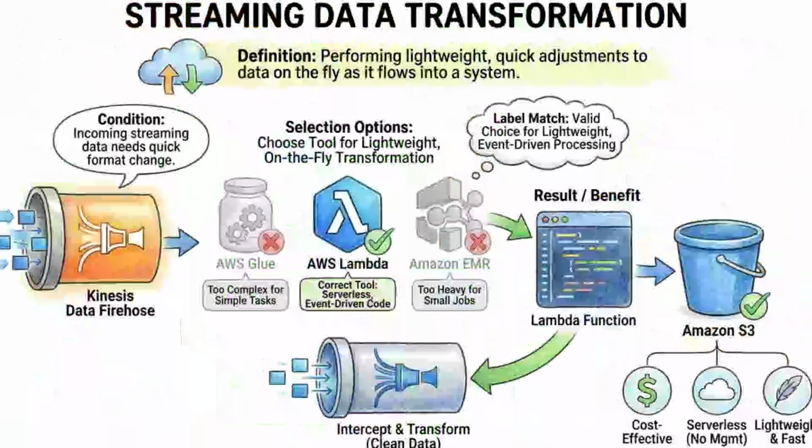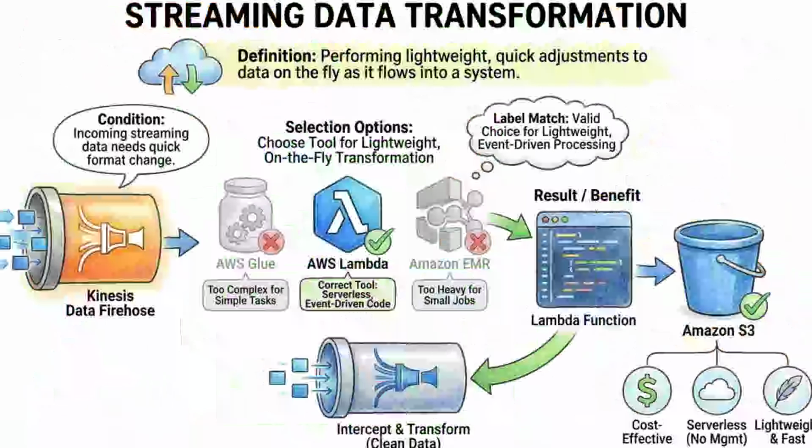Sometimes you just need to do a quick, simple transformation on data exactly as it streams into your system. For this, you can easily use AWS Lambda, a powerful service that lets you run small pieces of code automatically in response to events without managing any servers.